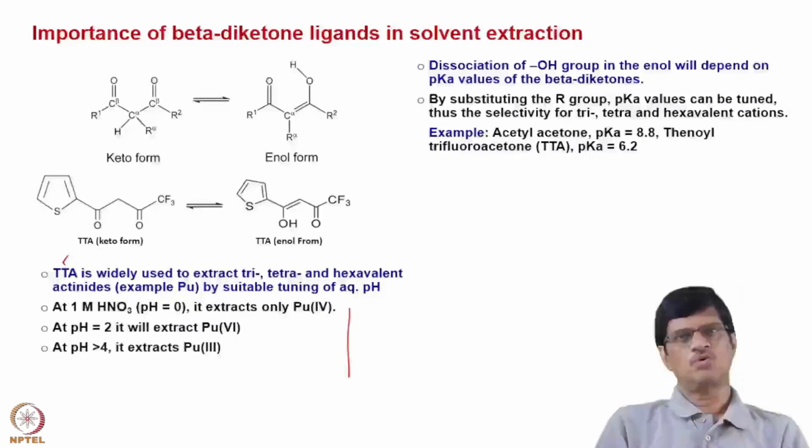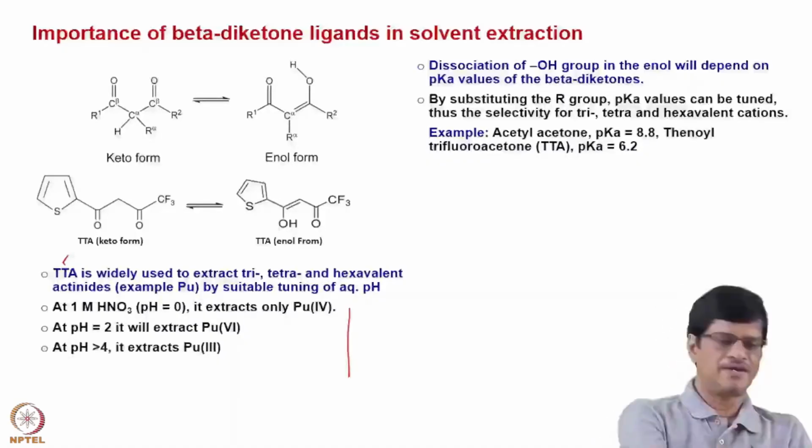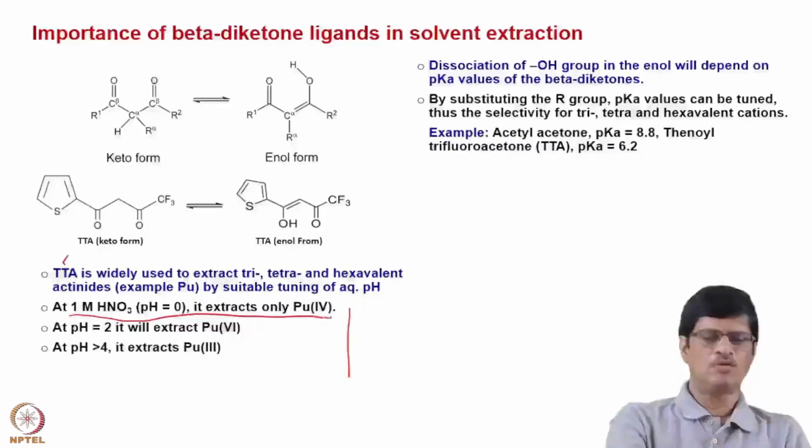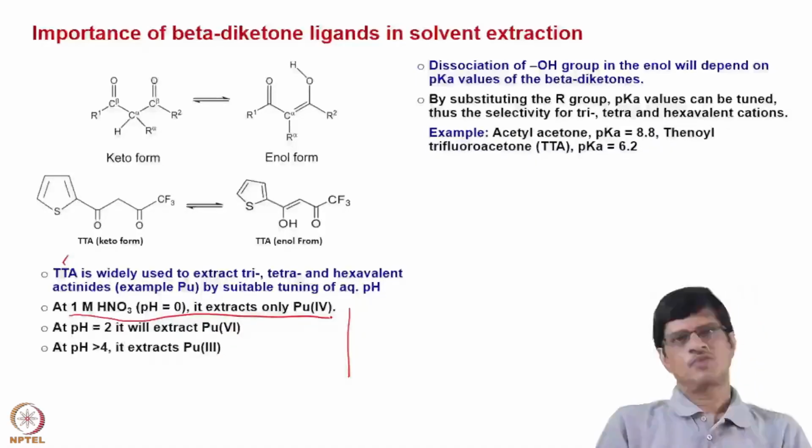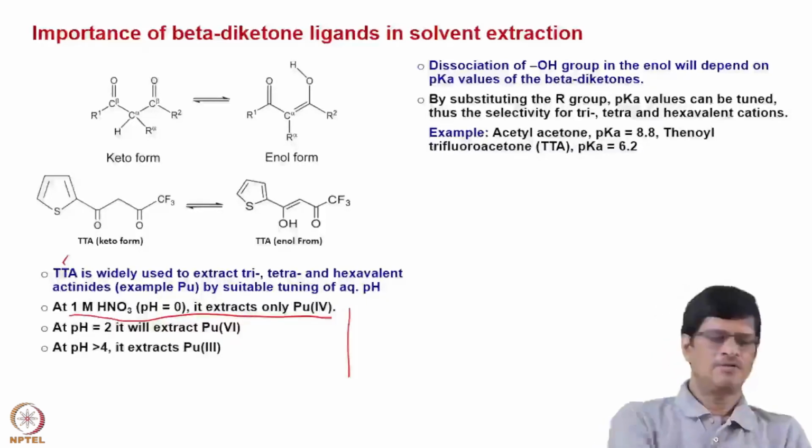If you have plutonium in the +4 oxidation state and your aqueous phase is 1 molar nitric acid, then only plutonium-4 will be extracted. So that is how the plutonium-6 and plutonium-3 species can be left behind in the aqueous phase. Now, subsequently, if you want to extract the plutonium-6 from the aqueous phase, leaving behind the plutonium-3, then you adjust the pH of the aqueous phase to 2.